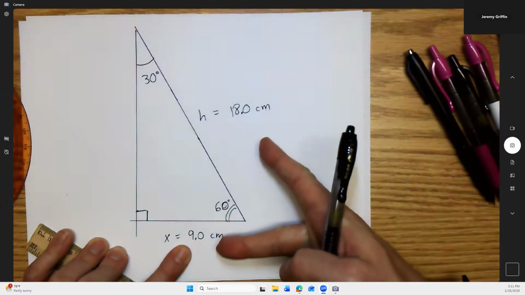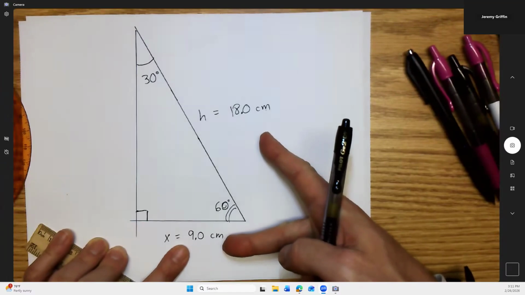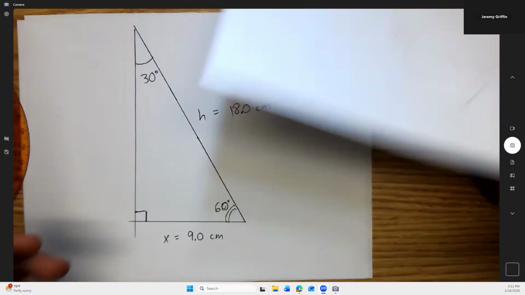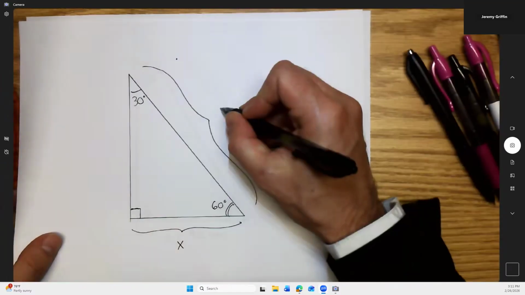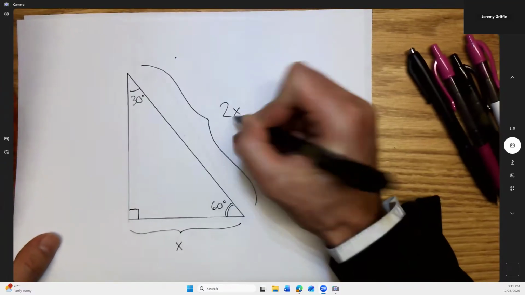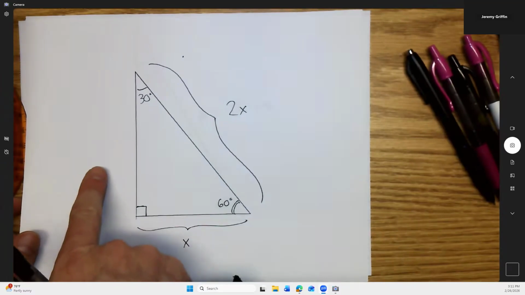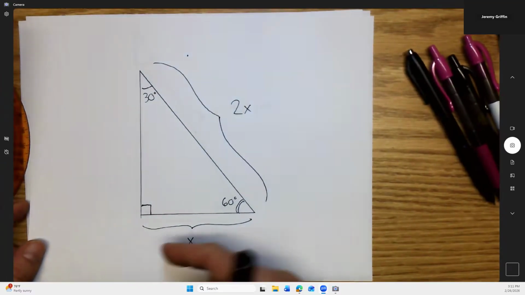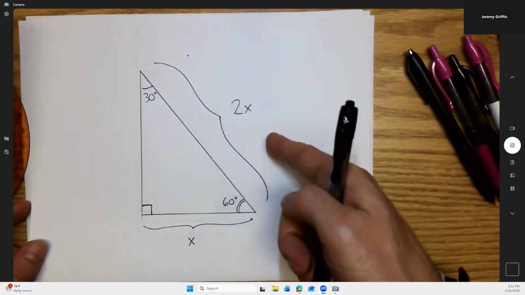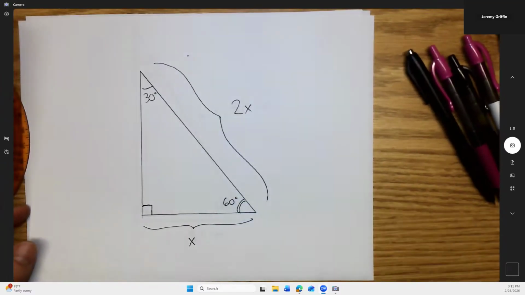What's the ratio of these two? 2 to 1. So in general, if this is x, this is always 2x. And what do you guys think? Does anybody know the other side? Well, it has to be longer than this, shorter than this, doesn't it? Could you do Pythagorean theorem and figure it out?